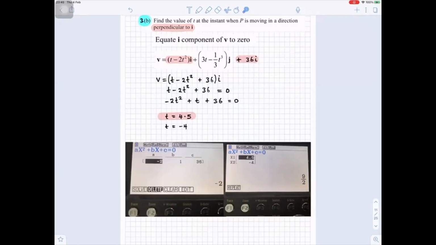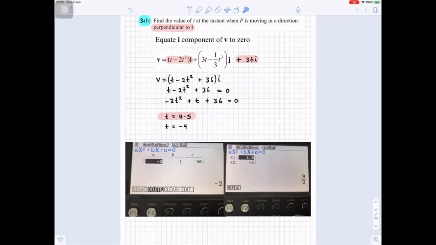Part 3b. Find the value of t at the instant when P is moving in a direction perpendicular to i. Equate the i component of v to 0 because it is perpendicular to i. Let's put the i components together. The i component is t minus 2t squared, plus 36. So t minus 2t squared plus 36 is the i component of the velocity, and we put that equal to 0 because it says perpendicular to i. Now we have t minus 2t squared plus 36 equals 0.